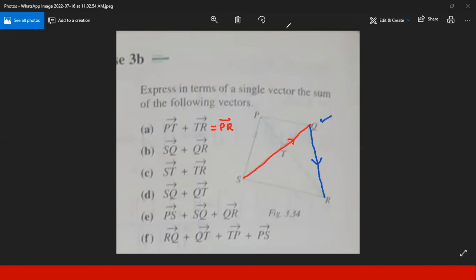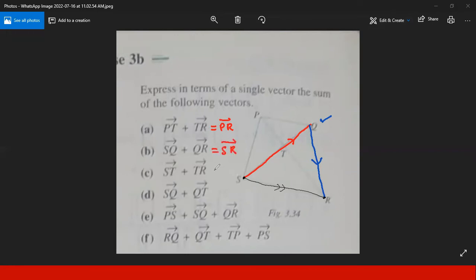The shortest path is this one. We will join the tail of the first vector with the head of the last vector, and the direction will be the same, this one. The shortest path is SR. So the answer to part B is: the resultant is SR.